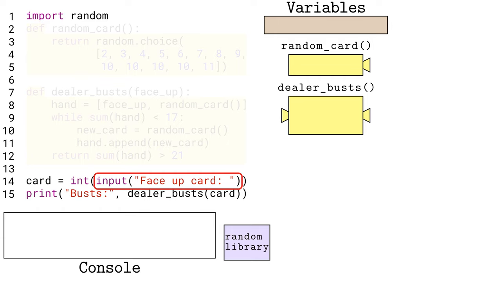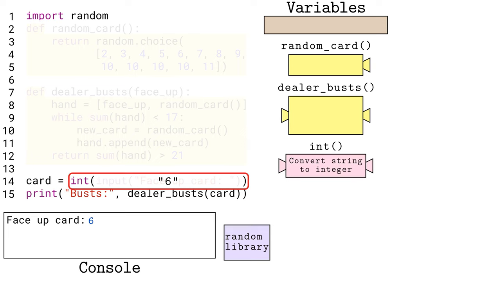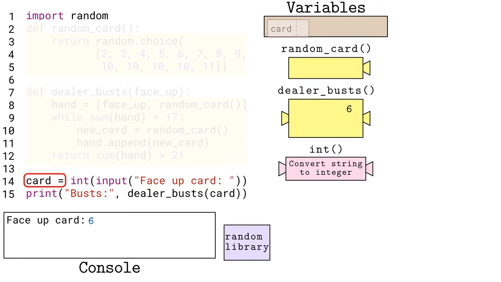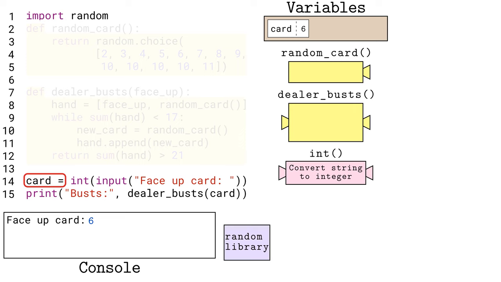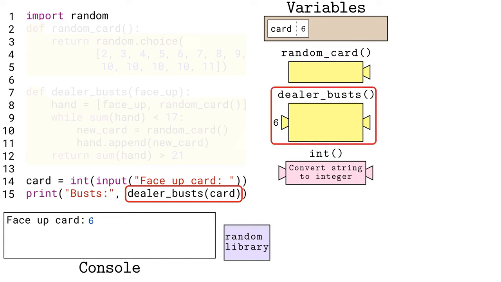To start, we want the user to type in what face-up card the dealer has, and in this case, the user types in 6. The input function always returns a string, notice the quotes, so we need to convert it to an integer before using it. The int function will do this conversion, basically removing the quotes from the value. Then we will use a single equal sign to assign that 6 to a variable called card. Next, we call the dealer_busts function using the 6 from the card variable. Typing the name of the function, followed by parentheses, tells Python to run the code we set aside earlier using the values inside the parentheses.